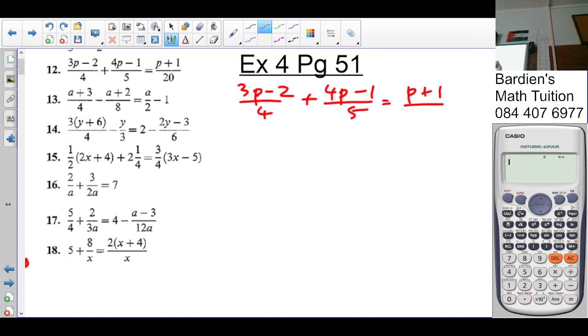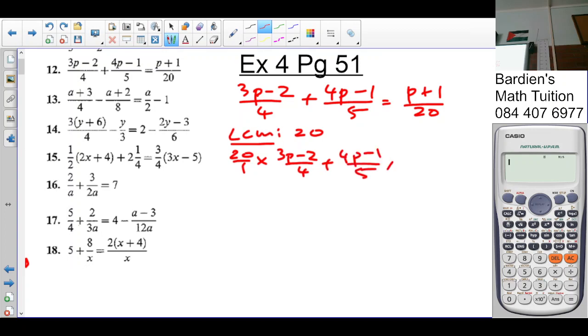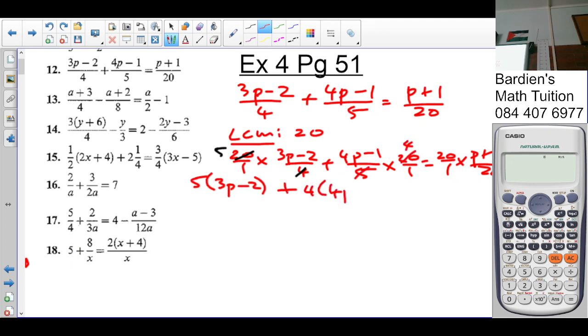You're not making major mistakes. Right, what's your LCM? 20. Right, carry on. 20 over 1 times 3p minus 1 over 4. Right. 5 over 3p minus 2. Yes. Plus 4 is 4p minus 1. Yes. Equals 1 over p plus 1.